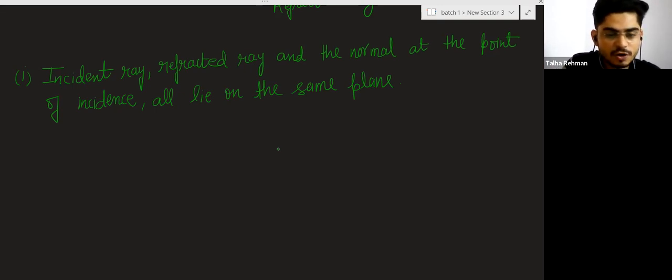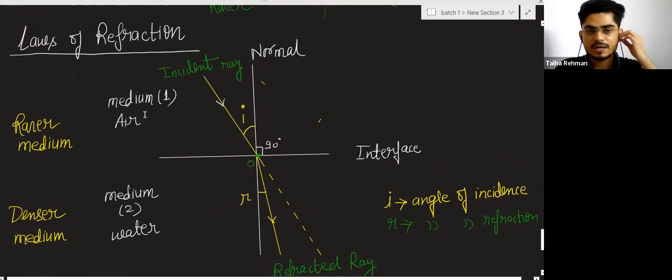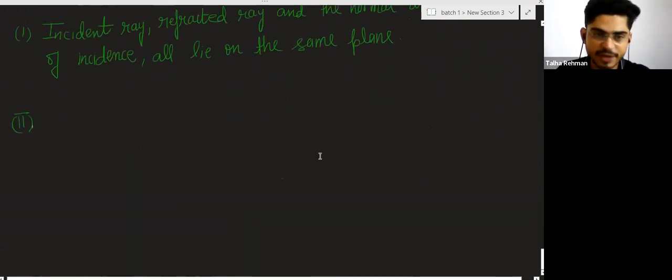And the second law, see this figure. The light is traveling from this medium 1 to another medium. Refraction is taking place, and this angle is the angle of incidence. This angle is the angle of refraction. Means the refracted ray making an angle with the normal is known as the angle of refraction, and the incident ray making an angle with the normal is known as the angle of incidence. So i and r are the two angles here.